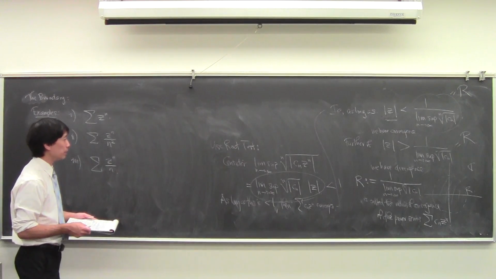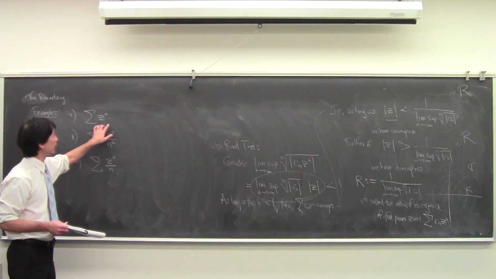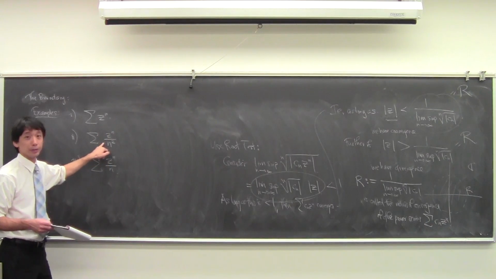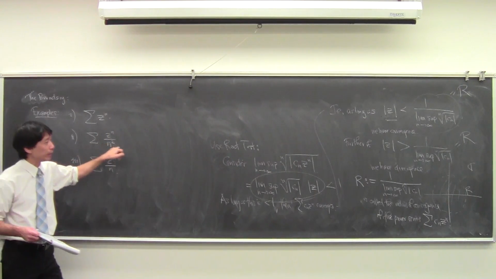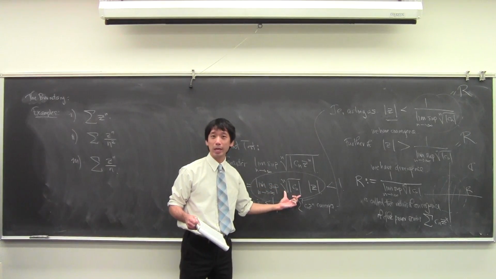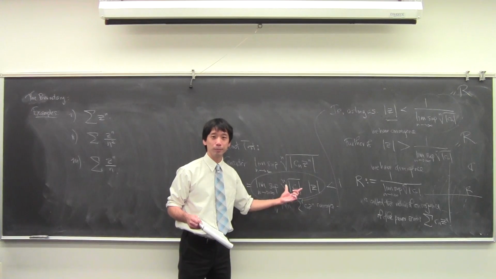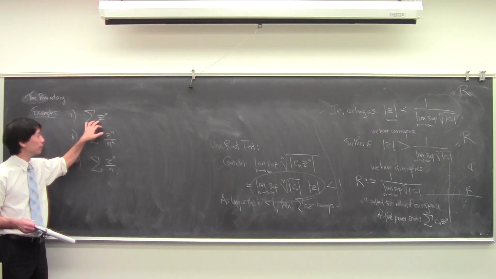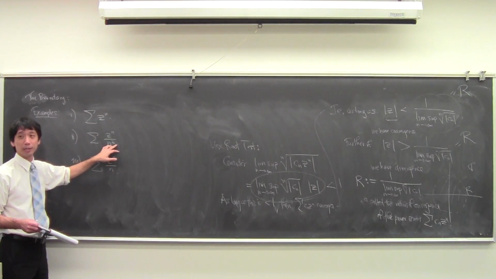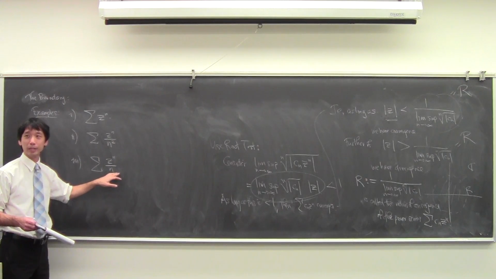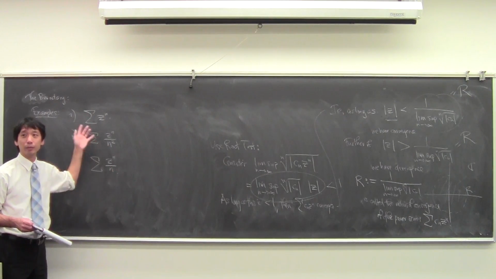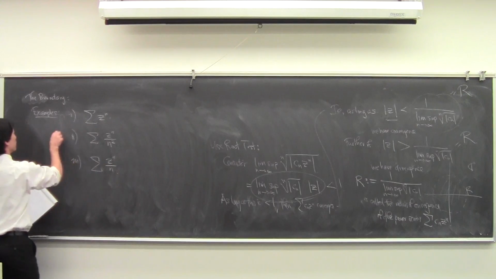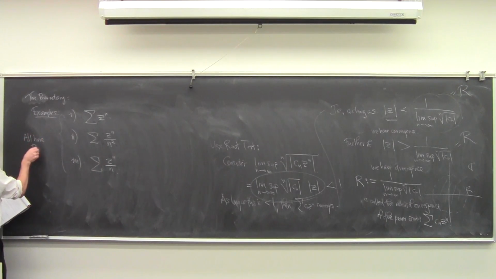So if we look at these guys, you see that here the coefficients are all 1, here the coefficients are all 1 over n, and here the coefficients are all 1 over n squared. If we take the lim sup of the nth roots of those guys, then in each case we get 1. The nth root of 1 is just 1. The nth root of 1 over n squared as n goes to infinity is 1. The nth root of 1 over n as n goes to infinity is also 1. So these all have the same radii of convergence. All have radius 1.